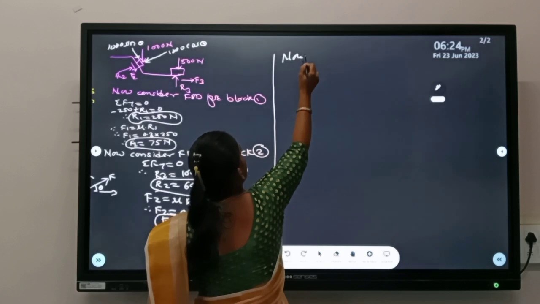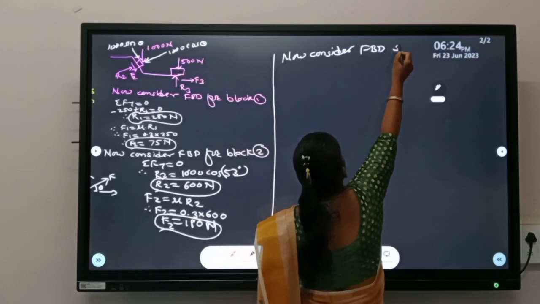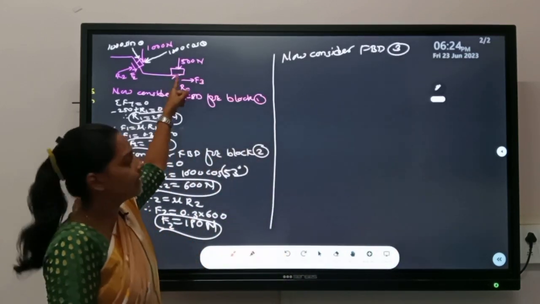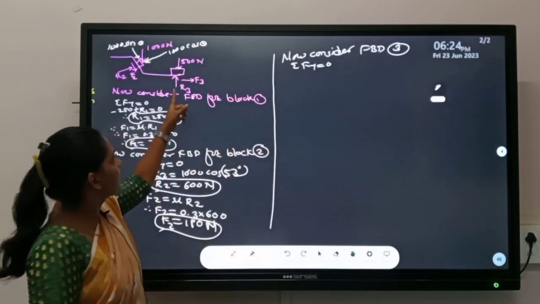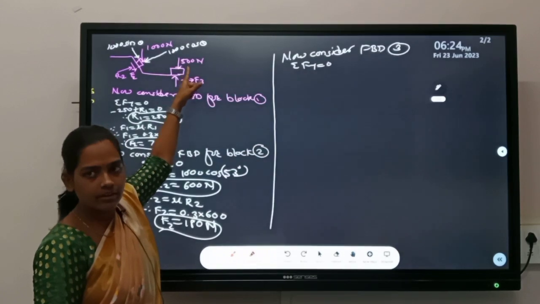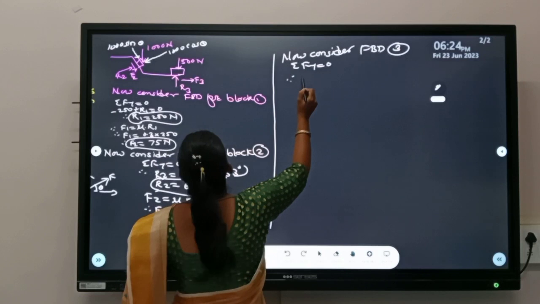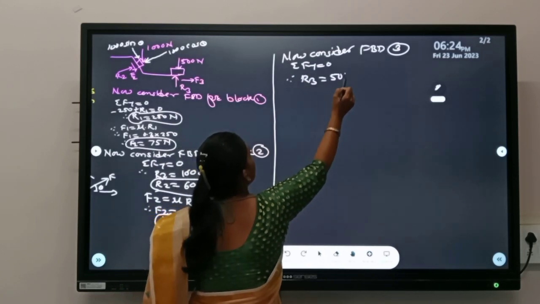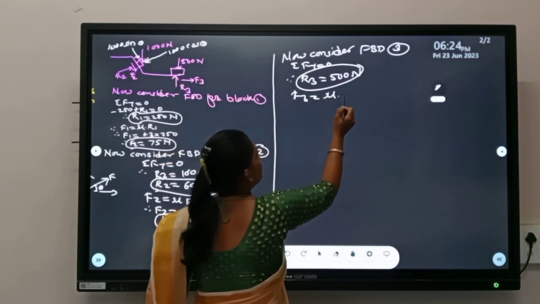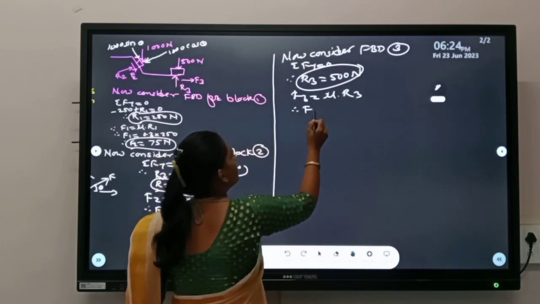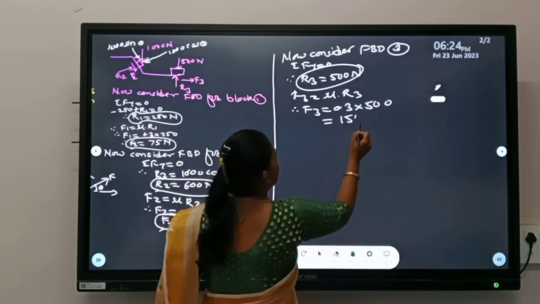Now, consider the FBD for block number 3. Okay, this is block number 3. Apply equilibrium condition. Summation F of y is equal to 0. Therefore, directly we can write R3 is equal to 500. All the forces coming upward are equal to all the forces coming downward. Therefore, R3 is equal to 500 Newton. Similarly, F3 is equal to mu into R3. Therefore, F3 is equal to 0.3 into 500, which is 150 Newton.